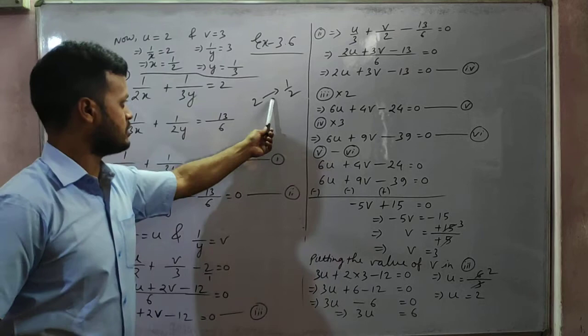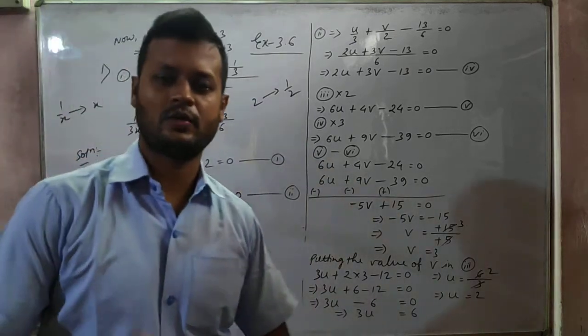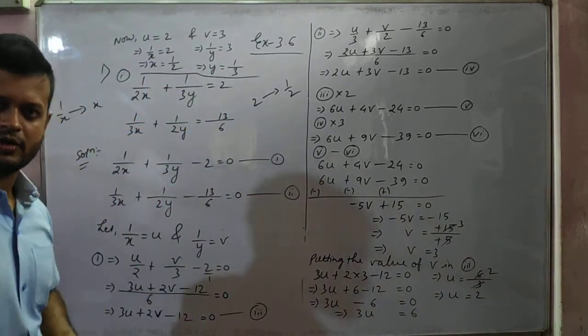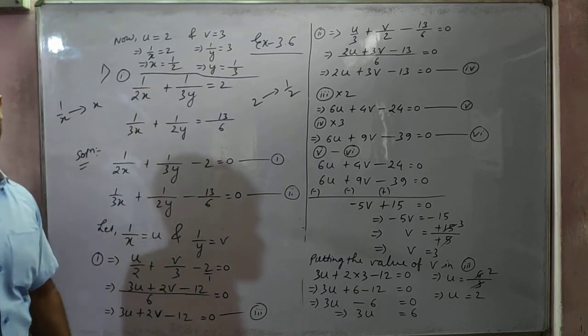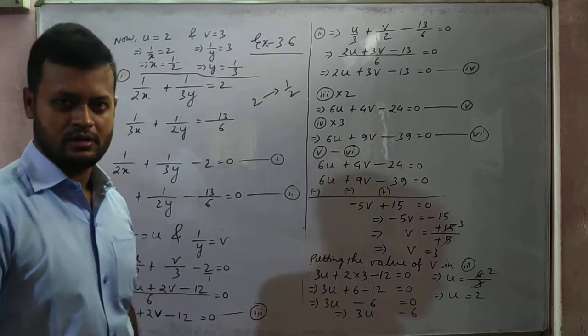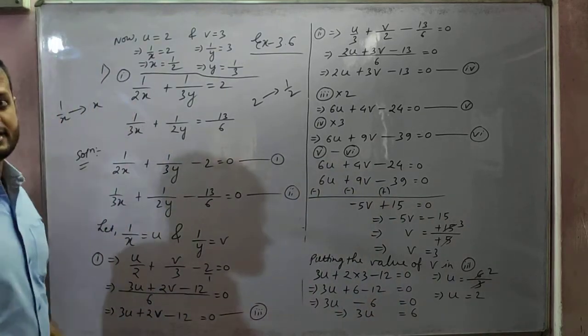I did not write an equal sign. Okay, 2 and 1 by 2 are not equal. I just said that. What is the reciprocal of 2? Reciprocal of 2 is 1 by 2. And what is the reciprocal of 1 by x? x. So both sides are made reciprocal, or reversed, as you say. Okay, both sides I reversed.